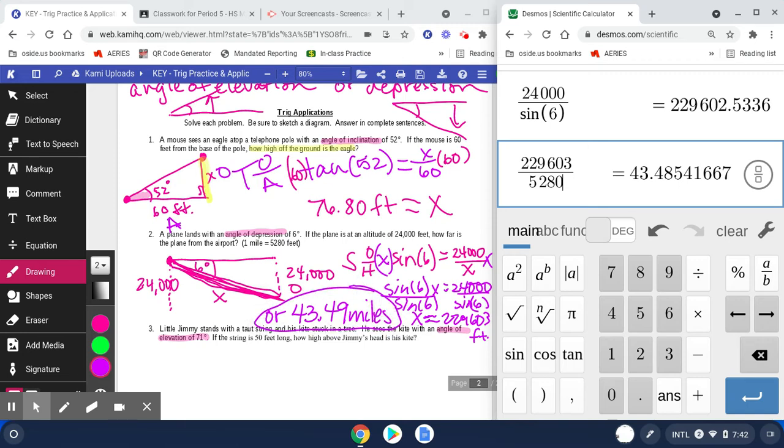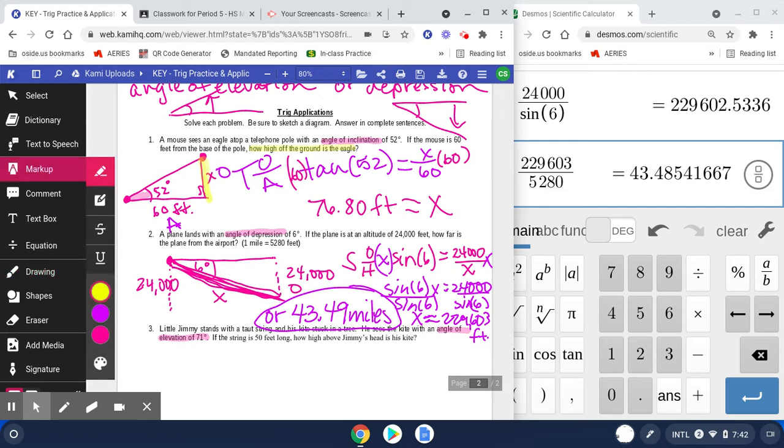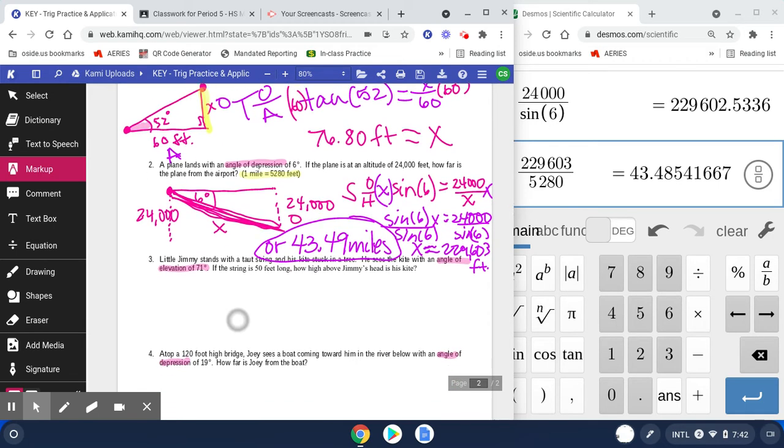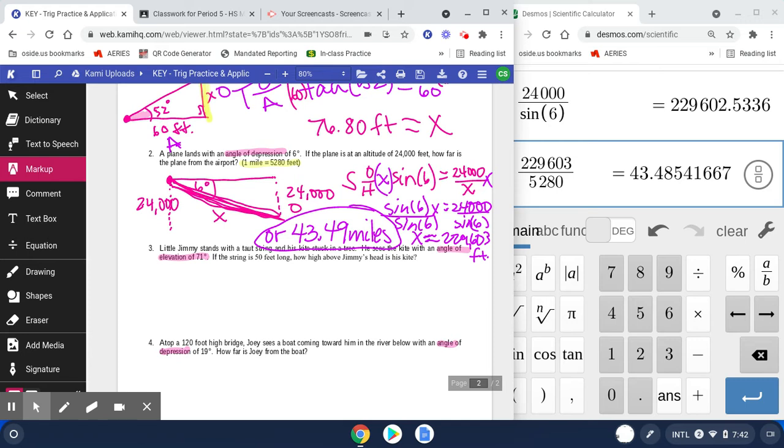Okay. So we got the feet, 229,603 feet, but then we converted that to miles based on this little conversion that they gave us right here. Okay, but again, angle of depression went down. So when setting up this triangle, you had to figure out that was where that angle would be marked on the picture. Okay, next one is another angle of elevation.